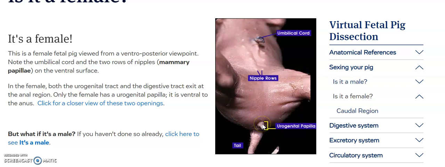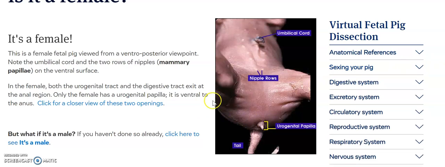So basically that's where we have the exit of the urine. So that's where the female pigs pee, okay? And their nipple rows aren't maybe as distinct as the males. They're a little bit softer or smoother. But then here, the females are going to pee near where they also poop. So this is the tail. Right here above it is the anus, and then right here is the urogenital papilla, which is basically where they pee from, okay?